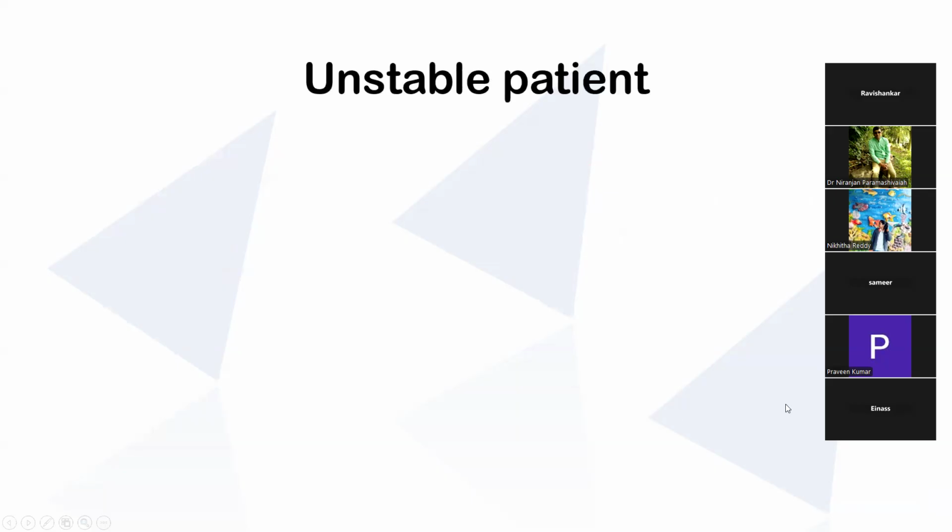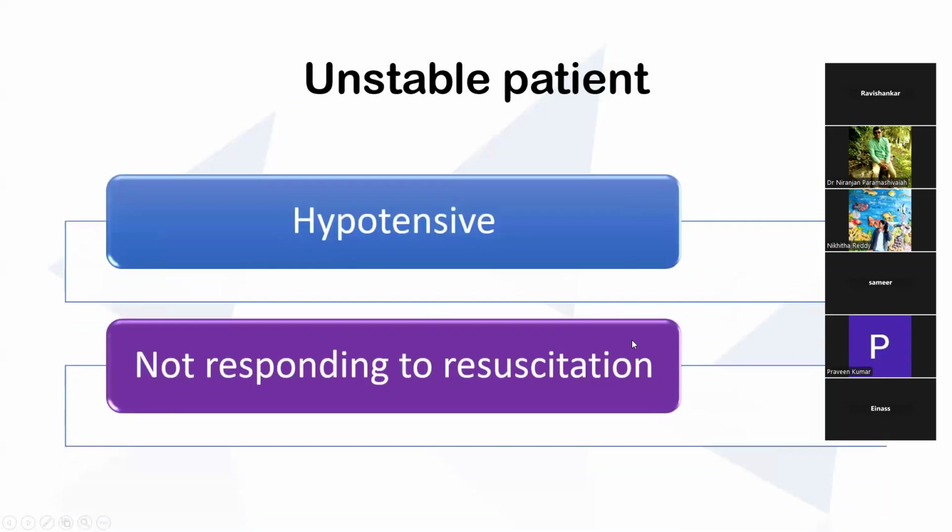Now, we keep talking about stable and unstable patients. What do you mean by that in very simple terms? Samir, what is an unstable patient according to you? Okay. He's a hypotensive patient who is not responding to resuscitation.